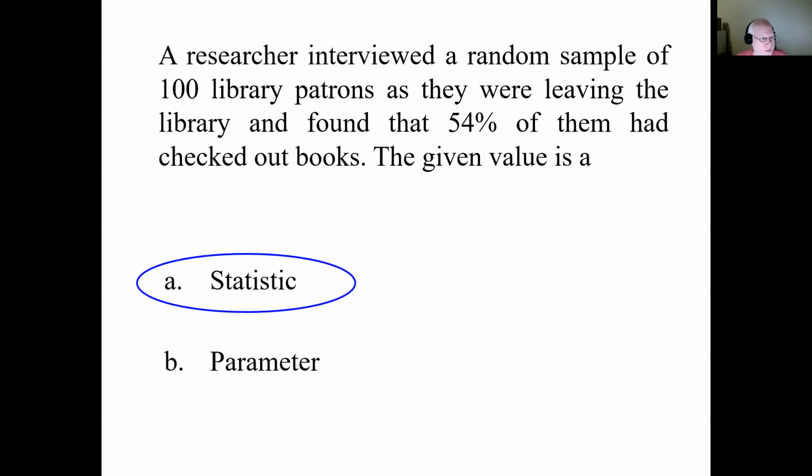Okay, so 54% of them is dealing with a random sample of 100 library patrons. So if we're dealing with a sample, I mean, here it's helping us by saying it's a random sample, but we could also figure out that there's probably more than 100 library patrons who would come in anyways. So we're not dealing with everyone who's visited the library during that time period. We're just dealing with a subsection, those who were interviewed. So because we're dealing with a sample, any characteristic, any summary of the raw data would be a sample statistic. So in this case, the 54% of them that had checked out books is a sample statistic.